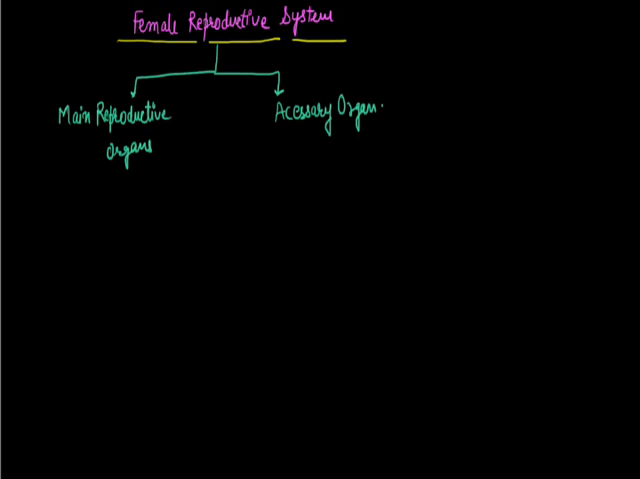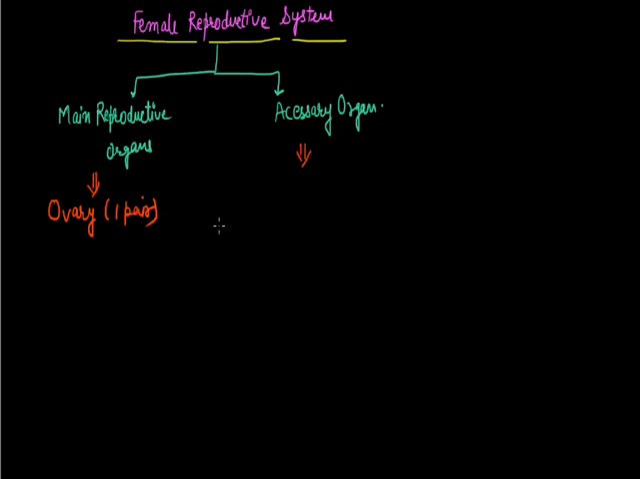Female reproductive system is made up of two components. First one is the main reproductive organ and the second one is accessory organs. In the case of main organ, we can include the ovum producing organ, that means ovary. Females contain one pair of ovary which are attached with the uterus wall.